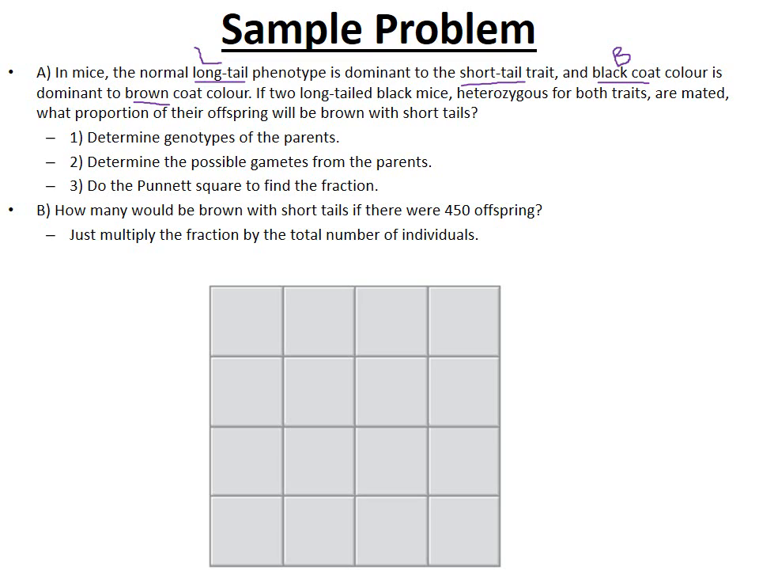And we know that both parents are heterozygous, so that means they're big B, little b, with big L, little l. And that would be both parents. So I'm going to put crossed with another heterozygous individual, big B, little b, big L, little l. And so we need to figure out what the gametes are for the parents.